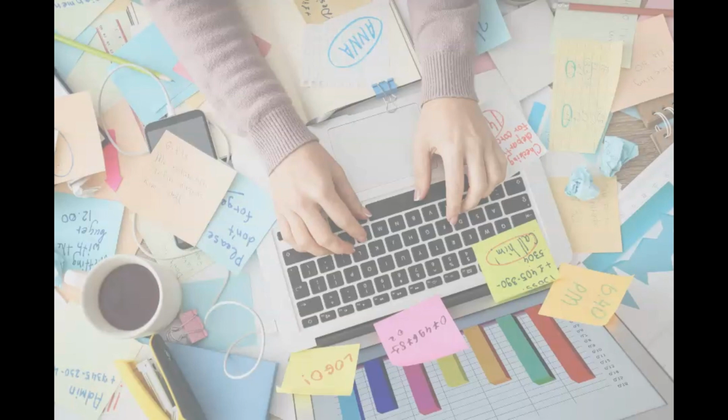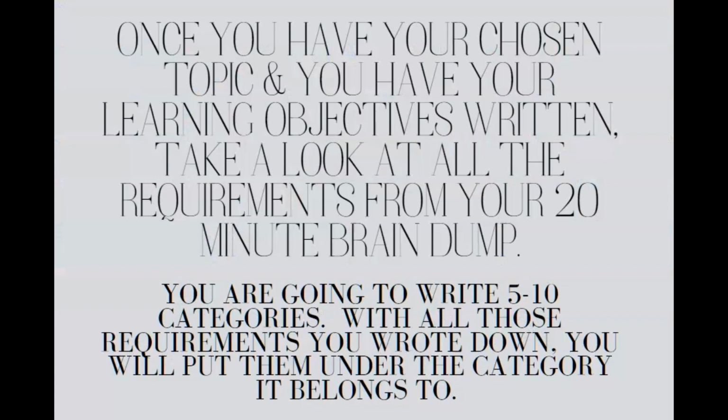So you take that topic that we've picked out and those requirements that you had written down for that topic, the necessary things to get to that end result for that topic. Okay, so once you've chosen the topic, you have your learning objectives, you've gotten everything written out, take a look at all the requirements from your 20-minute brain dump that we just did. Now I want you to write 5 to 10 categories. Okay, and with all those requirements that you wrote down, you will put them under the category it belongs to.